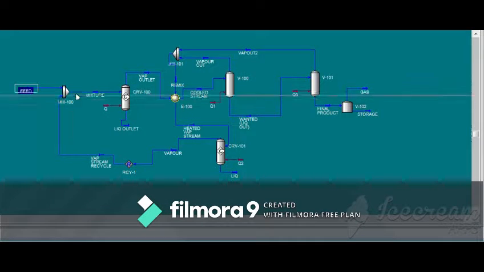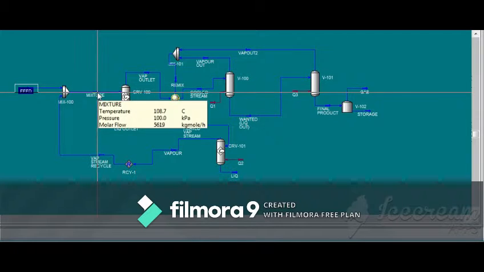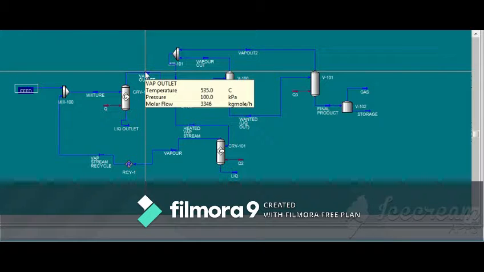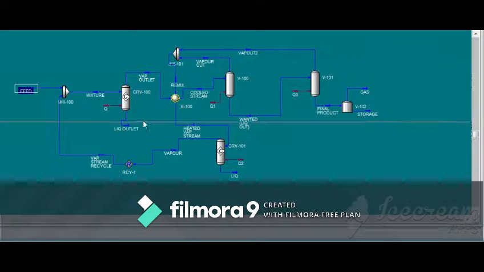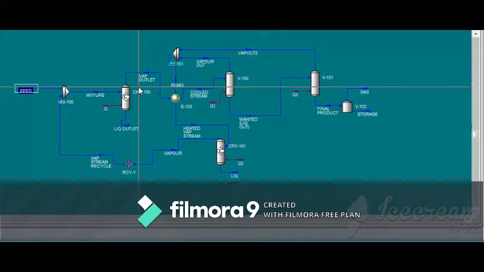So the mixer actually mixes the feed inlet and also the recycle stream. The product then enters the first conversion reactor. As you can see, the inlet temperature is 108.7 degrees C, while the outlet temperature is 535 degrees C, which means this process is exothermic, where it releases energy.